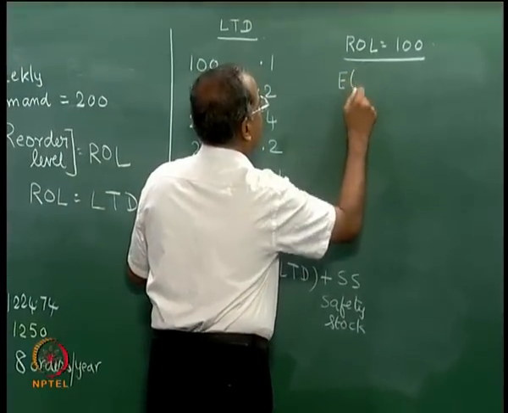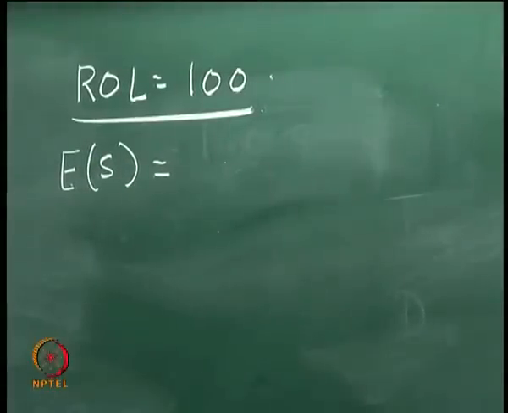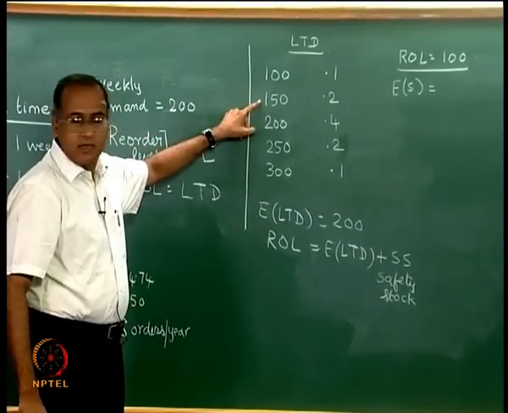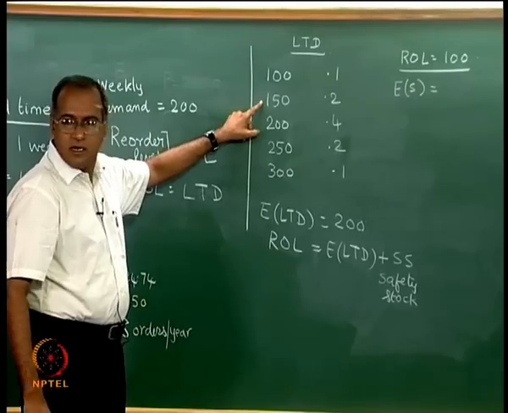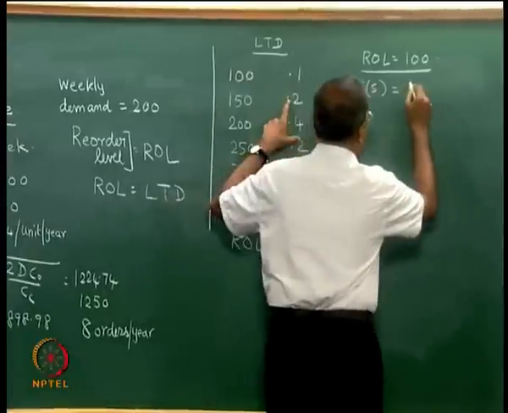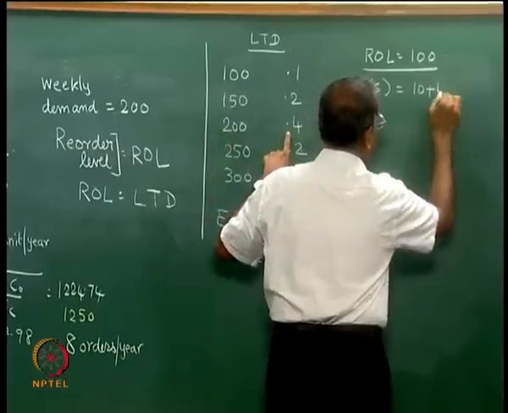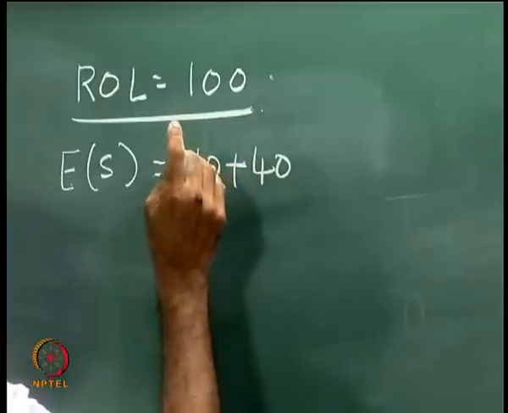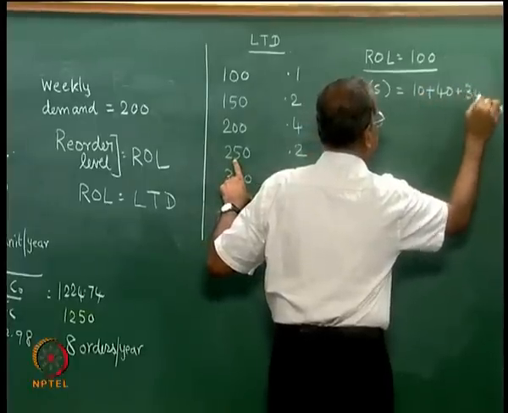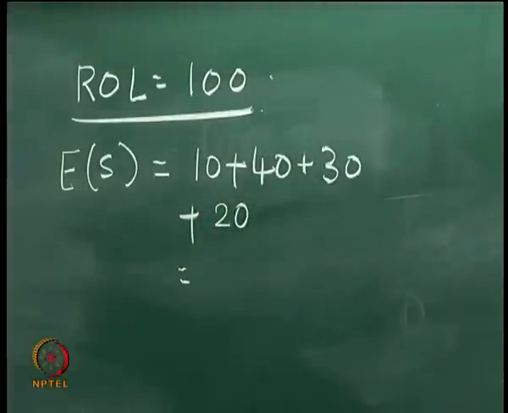So, expected value of shortage in a cycle will be, if the demand is 100, there is no shortage. If the demand is 150, shortage is 50. So, 50 into 0.2 is 10, plus 100 into 0.4 is 40, plus 150 into 0.2 is 30, plus 200 into 0.1, which is 20. This is the expected shortage.